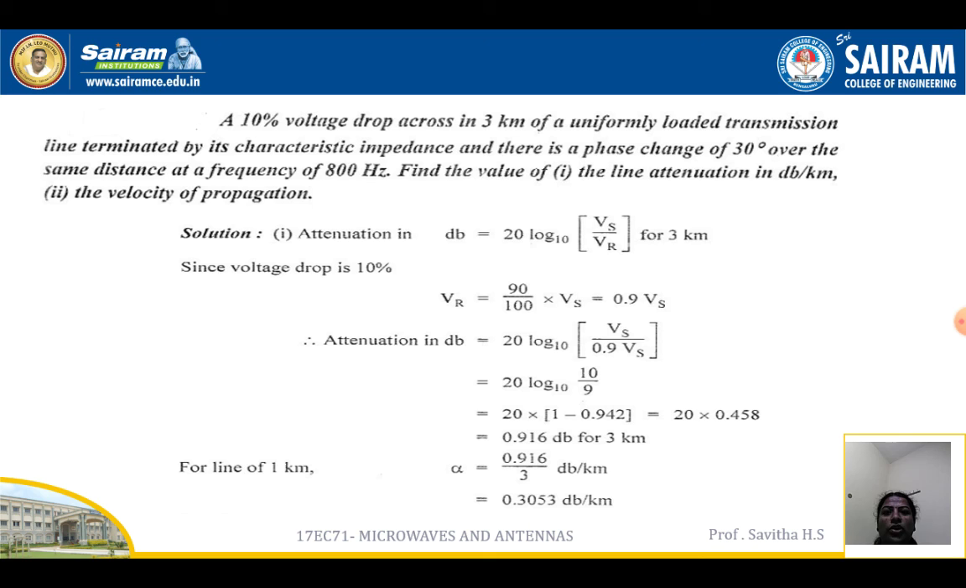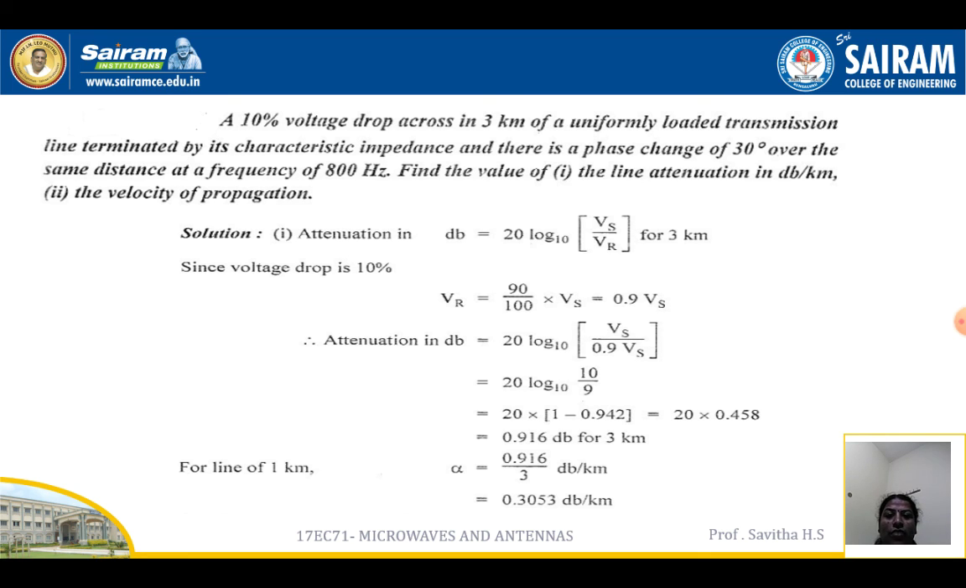A 10% voltage drop across 3 km of a uniformly loaded transmission line terminated by its characteristic impedance, and there is a phase angle of 30 degrees over the same distance at a frequency of 800 Hz. Find the value of line attenuation in decibels per kilometer and the velocity of propagation. Attenuation in decibels is 20 log Vs by Vr for 3 km. Since the voltage drop is 10%, Vr is equal to 90 by 100 into Vs, that is 0.9 Vs. So attenuation in decibels is 20 log of Vs by 0.9 Vs. If we find the value, I'll get the attenuation as 0.916 decibels for 3 kilometers.